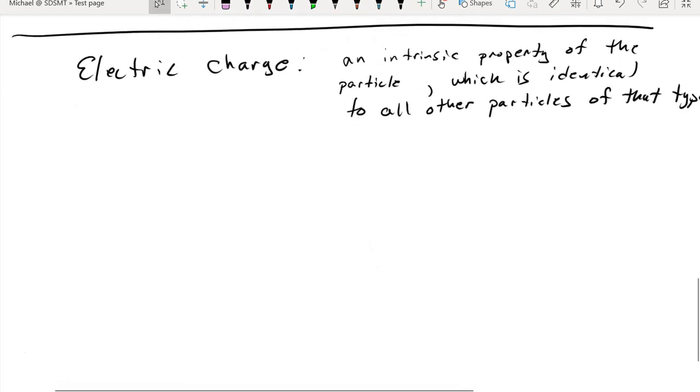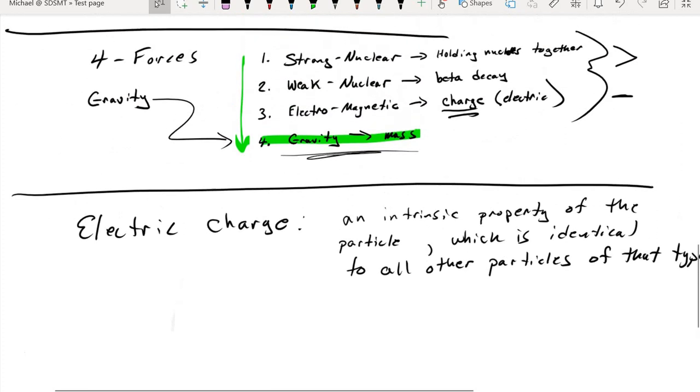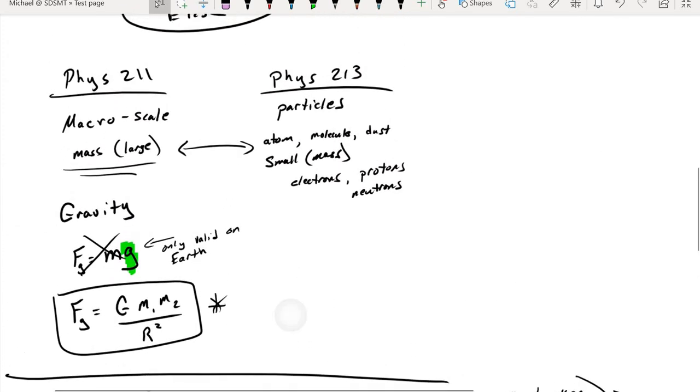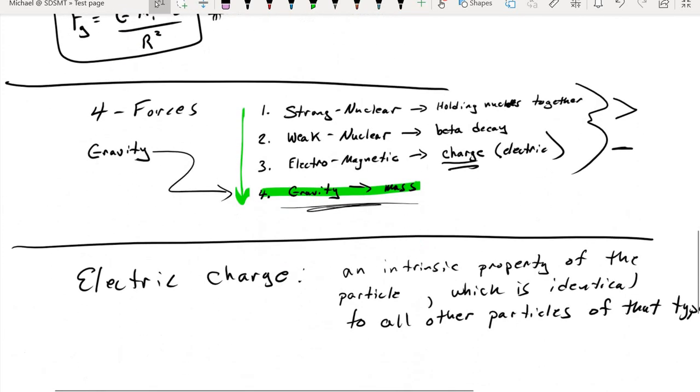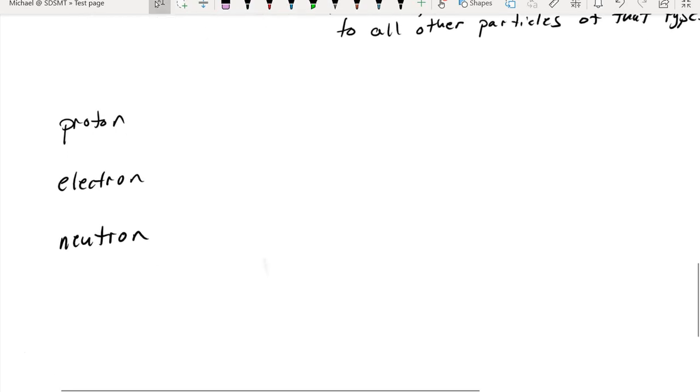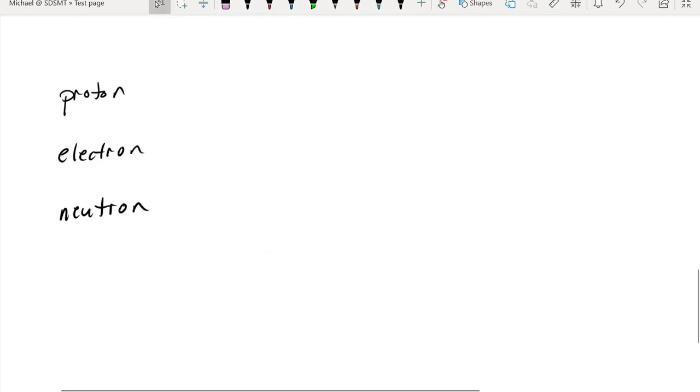So what does that mean? Well, let's talk about some particles that we know. We already mentioned up above that there were particles like protons, electrons, neutrons. So let's just go ahead and list those. A proton is a type of particle. An electron is a type of particle. A neutron is a type of particle. There are plenty of other particles that are out there.